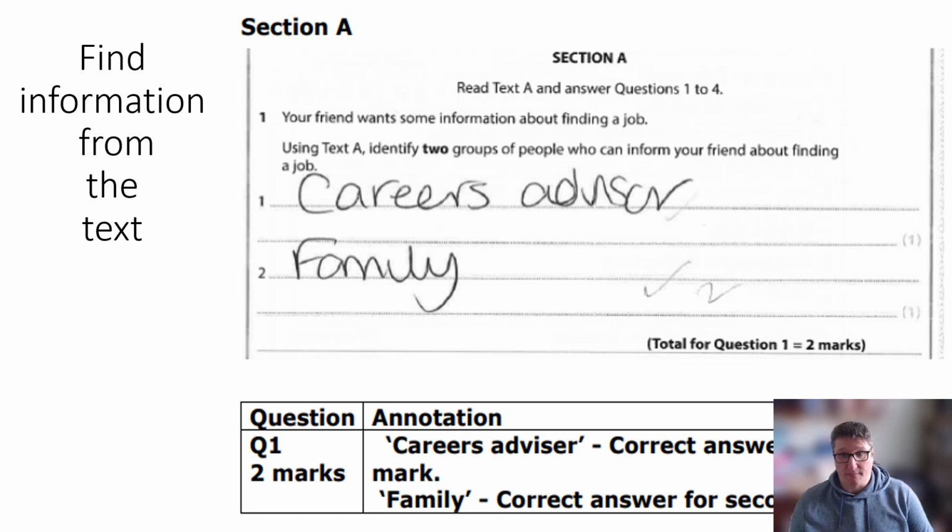So, question 1 is always about you finding information from the text. In this case, your friend wants some information about finding a job. Using text A, identify 2 groups of people who can inform your friend about finding a job. So what you're going to do is survey your text. That is, read the first line of each paragraph. It's known as the topic sentence, and that topic sentence will tell you what that paragraph is all about.